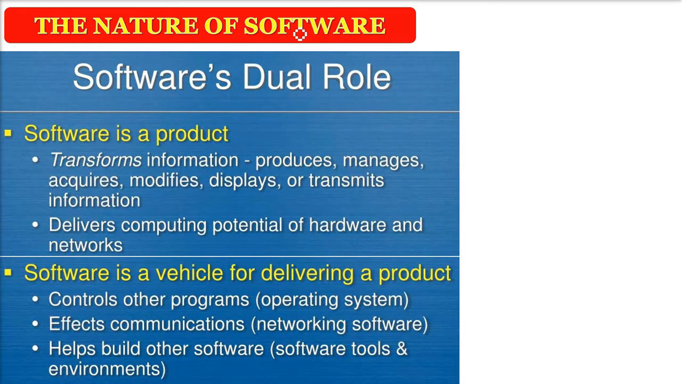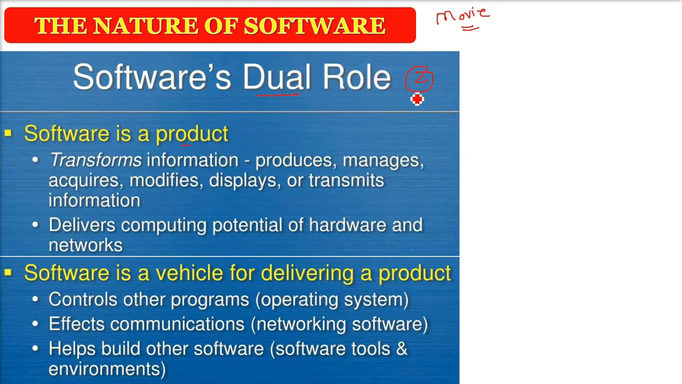The nature of software is dual. You have learned about light. Light has a dual role. Similarly, software also has a dual role. How is it? First of all, software is a product. Any business need can be there, and it solves it. For example, you want to book a movie ticket. For that, you have to go to a software, an application, for example Book My Show. This is software. It transforms the information. So it is actually acting as a product.